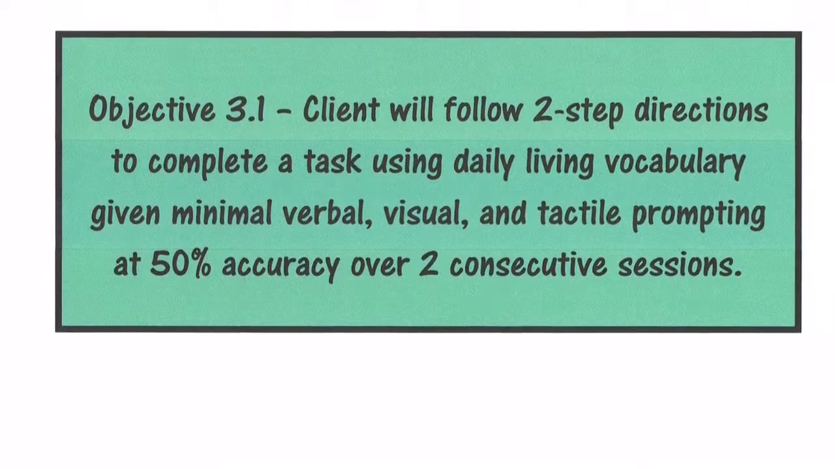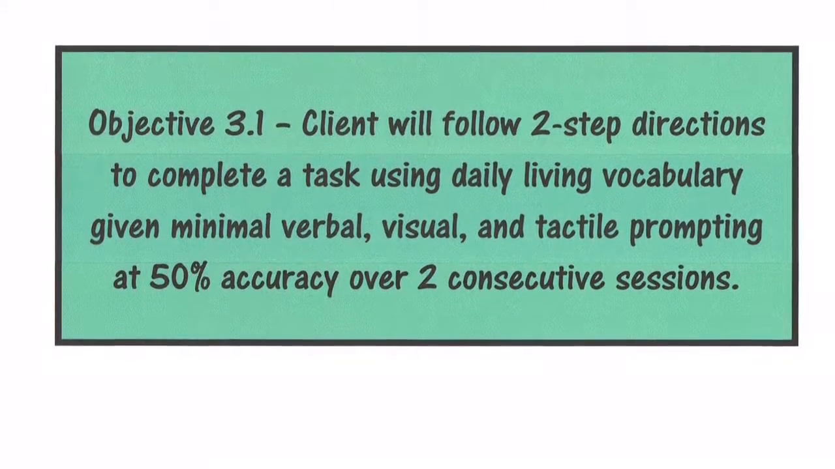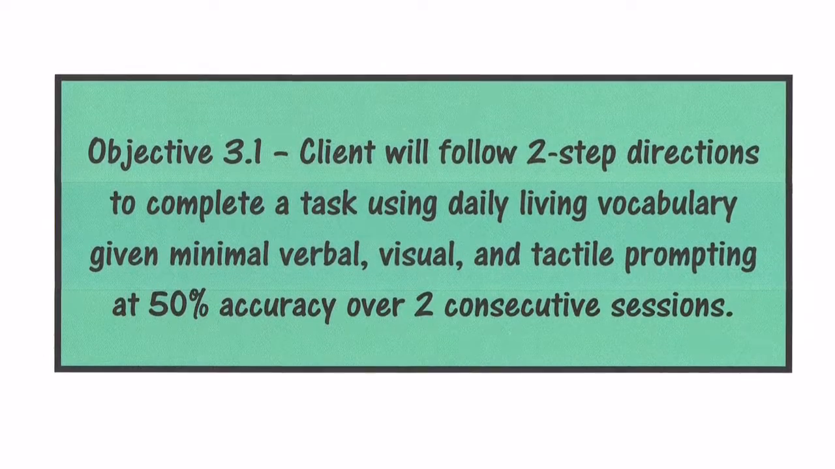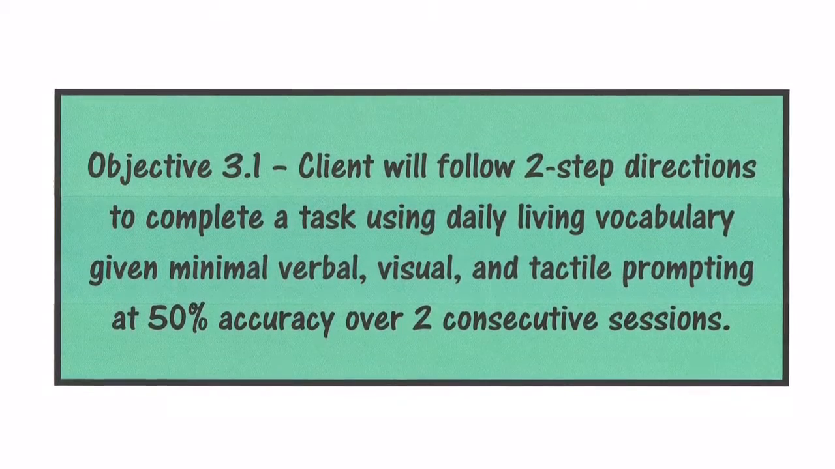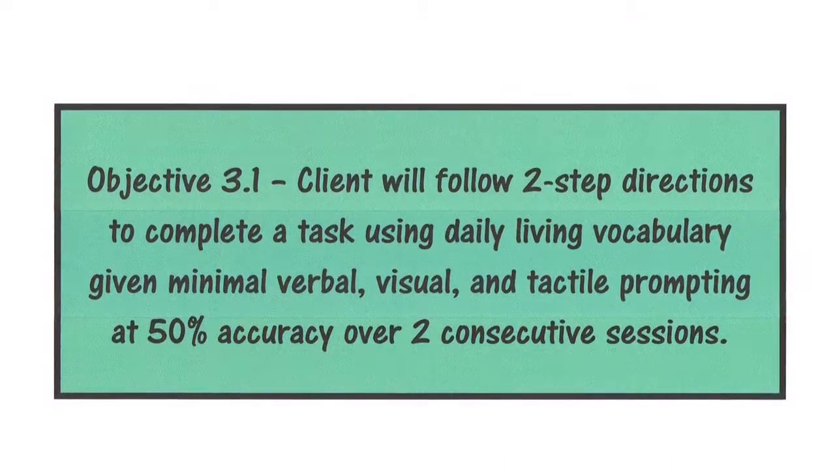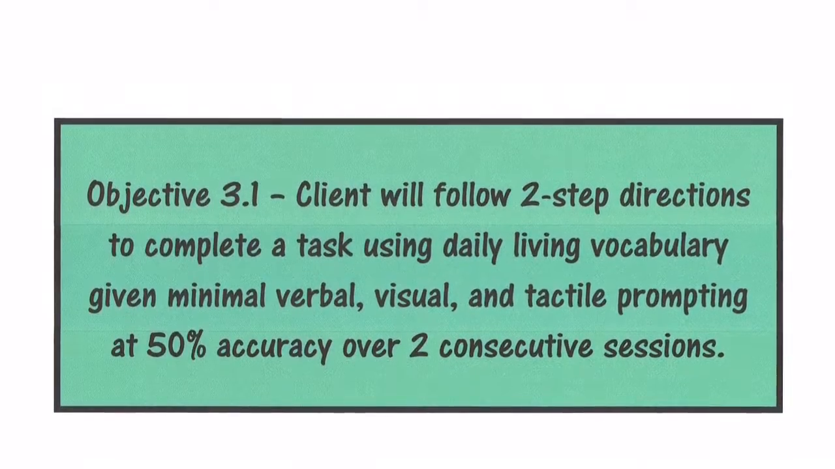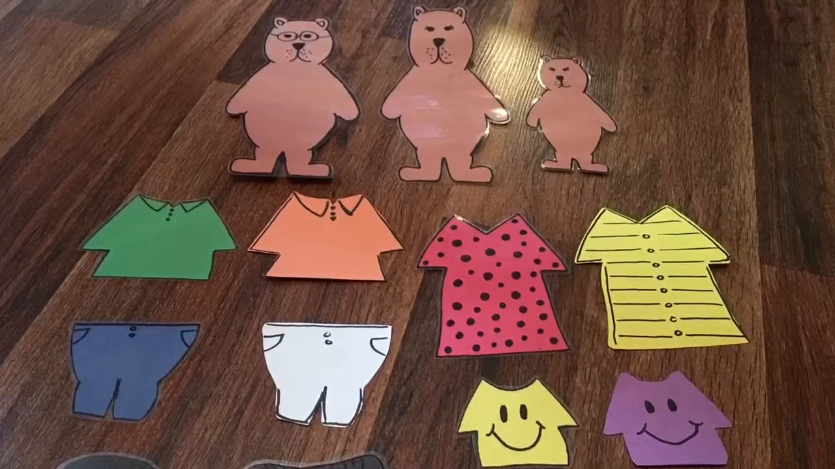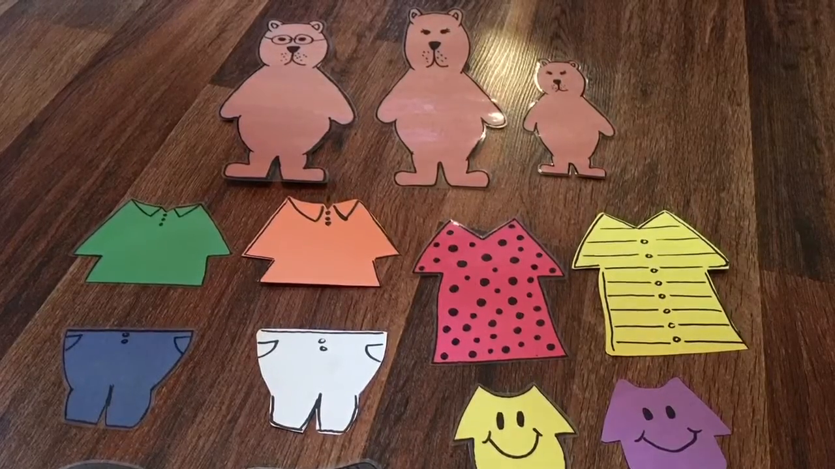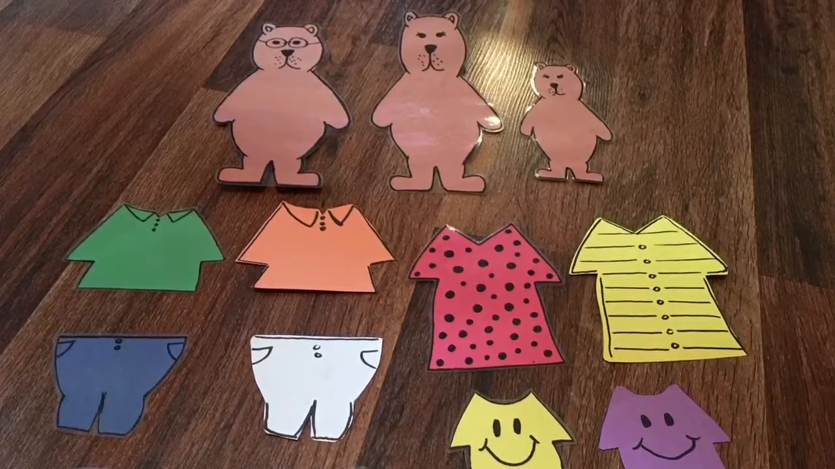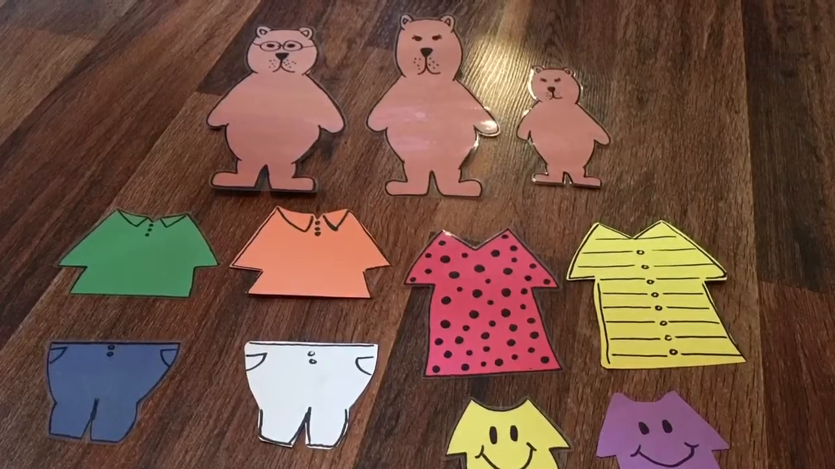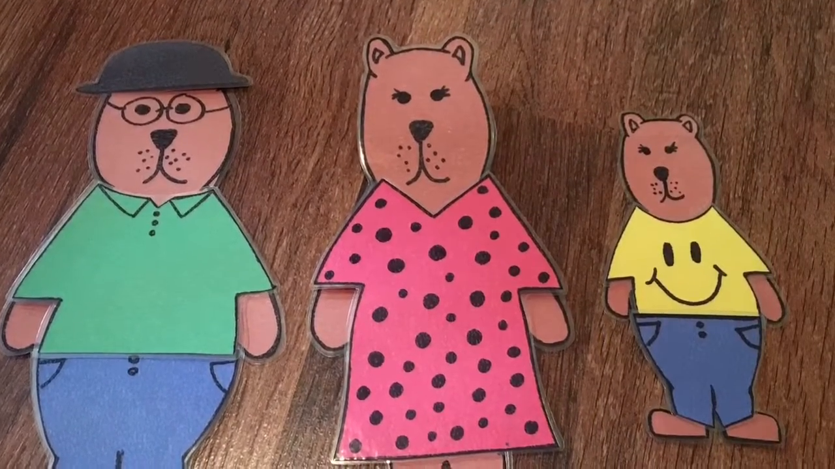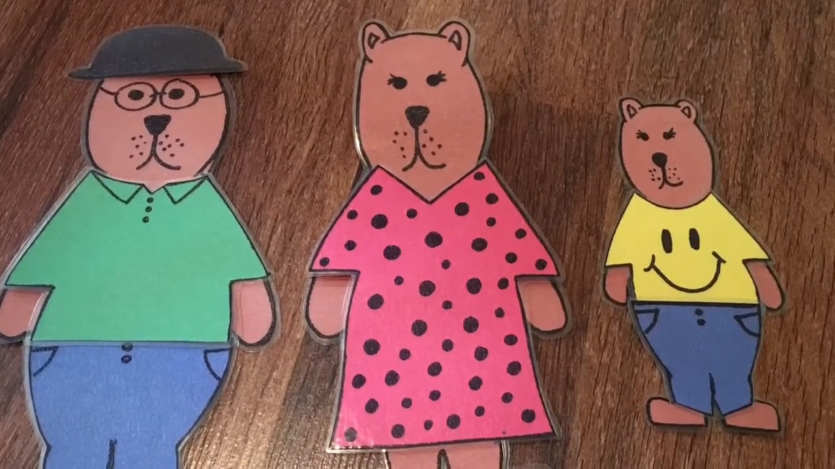Objective 3.1 reads, Daniel will follow 2-step directions to complete a task using daily living vocabulary, given minimal verbal, visual, and tactile prompting. This objective is addressed using 2 different activities, both of which are very motivating for Daniel. The first is an activity where the client is required to listen to directions about how to dress a family of paper bears. An example of a 2-step direction used in this task would be, put the green shirt on Daddy Bear and put the red dress on Mama Bear.